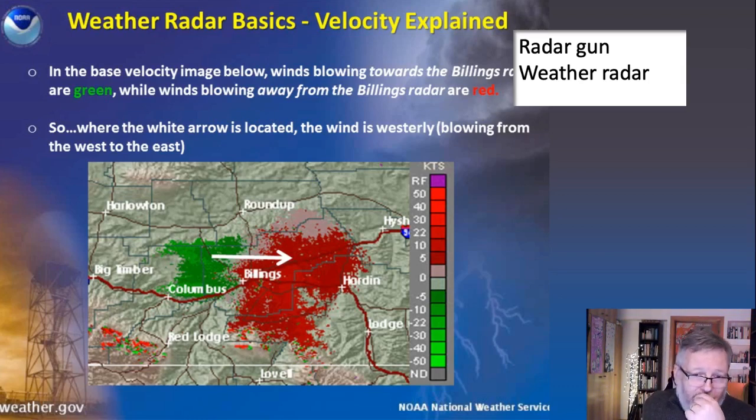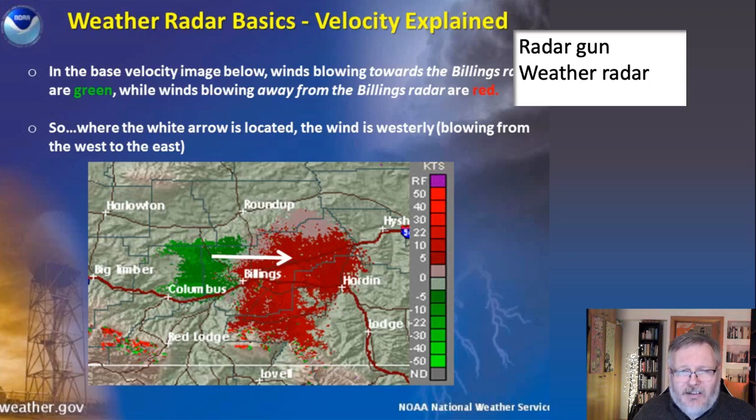Here we have a situation showing the output of a weather radar. Weather radar uses radar to detect clouds or precipitation, rain in clouds. And on this picture, this is the radar in Billings in the United States. There's a radar station basically in the town there. On the right hand side you can see a scale. So dark green is approaching, -5 knots.